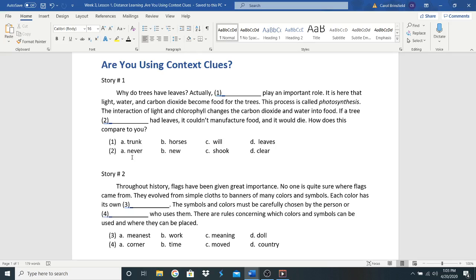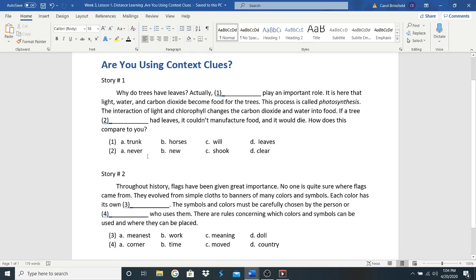Let's try B. If a tree knew had leaves, it couldn't manufacture food and it would die. That does not make sense. Let's go to C. If a tree shook had leaves, it couldn't manufacture food and it would die. Does that make sense? No, it doesn't. Let's go on to D. If a tree clear had leaves, it couldn't manufacture food and it would die. So, if you said never, you are right.